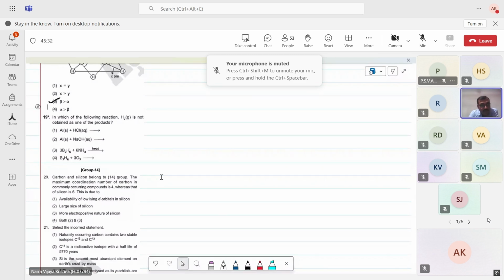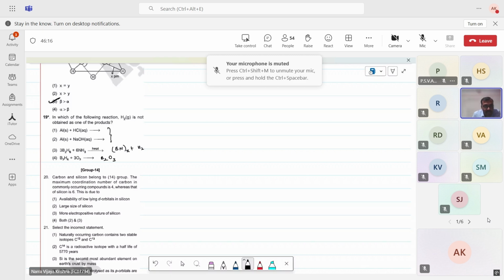In which of the following is hydrogen not obtained? In which case is hydrogen not obtained? Fourth option. Reason: we will get B2O3 and H2O. What about option 3? You will get hydrogen because on heating boron nitrate strongly, you will get boron nitride. Obviously, hydrogen gas is liberated.